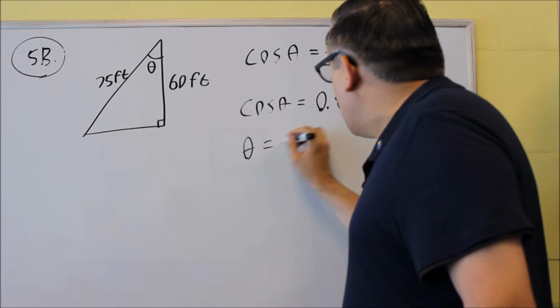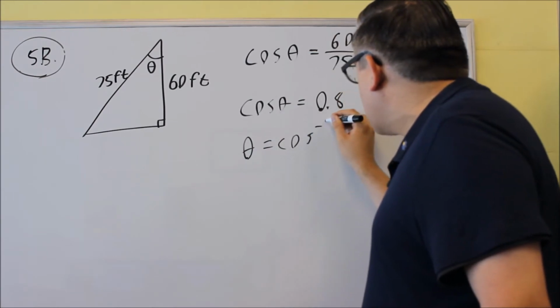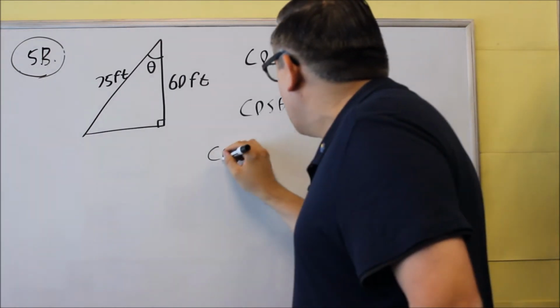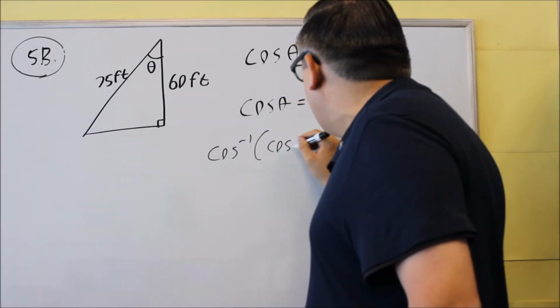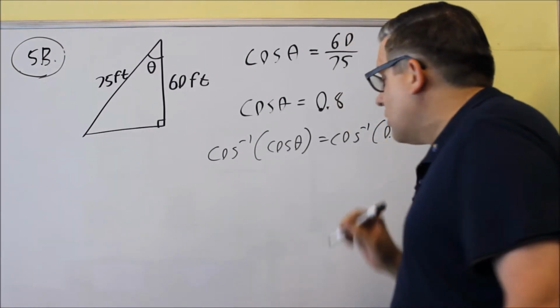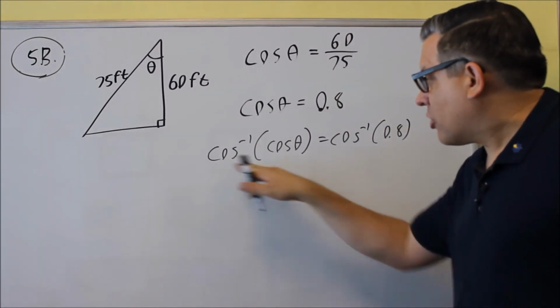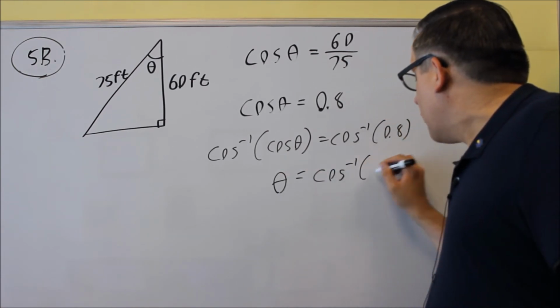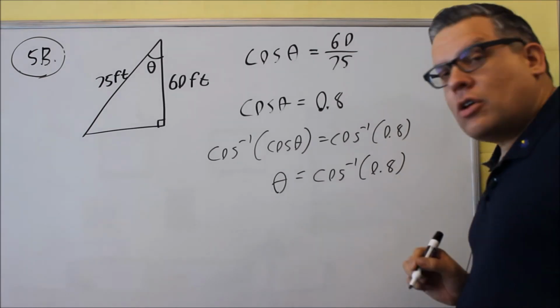In order to find theta, we're going to have to take the inverse cosine of both sides. So let me go ahead and show what it is you're actually doing. You're going to do inverse cosine of this side, and you're going to do inverse cosine of 0.8. We're going to do an inverse cosine because that will cancel that out and just give you theta left over, which means your theta is the inverse cosine of 0.8.